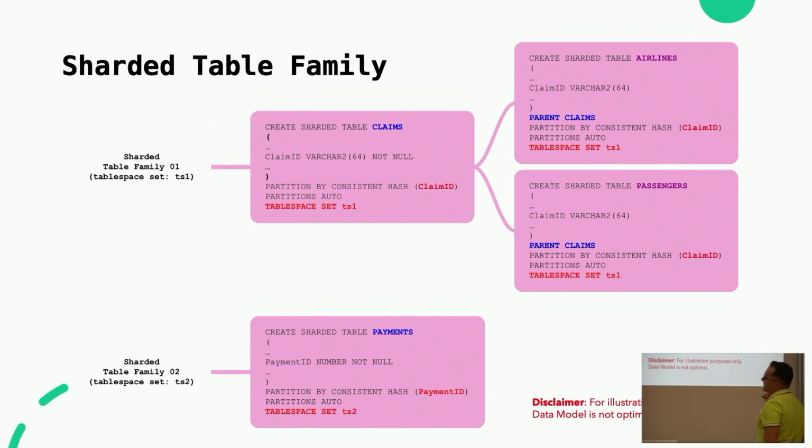And same with passengers. In the diagram below, it's another sharded table family, but this time we have tablespace set 2. And if you try to store this table on tablespace set 1, you get an ORA error saying you cannot store the table because the sharding key is different from this one, right?